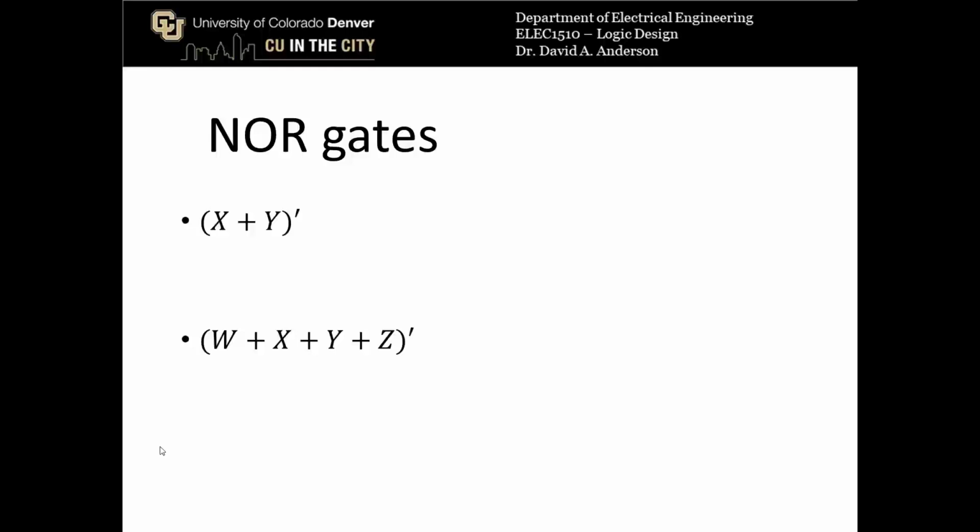So that means that sum of product circuits lead to a NAND gate implementation, and product of sum circuits lead to a NOR gate implementation. So for example, NOR gates are OR gates with complemented outputs. So if we want to implement (X or Y)', we would input X and Y to an OR gate and complement the output, making it a NOR gate.